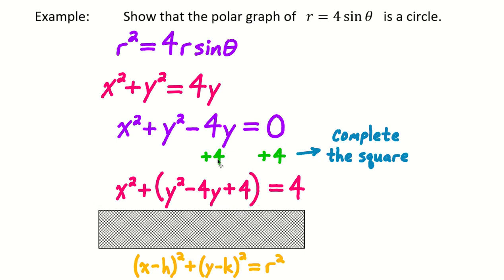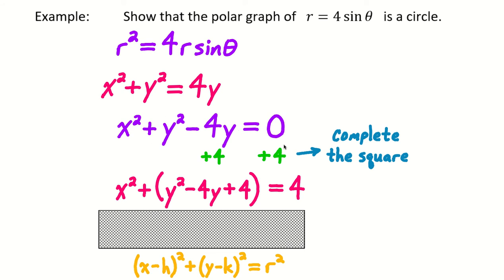Well, plus 4. All you got to do is take this middle term, cut it in half, and then square it. So what's half of negative 4? Well, negative 2, technically. And when you square negative 2, you get positive 4. So we need to toss into the mix a plus 4. But you're not allowed to just do that.